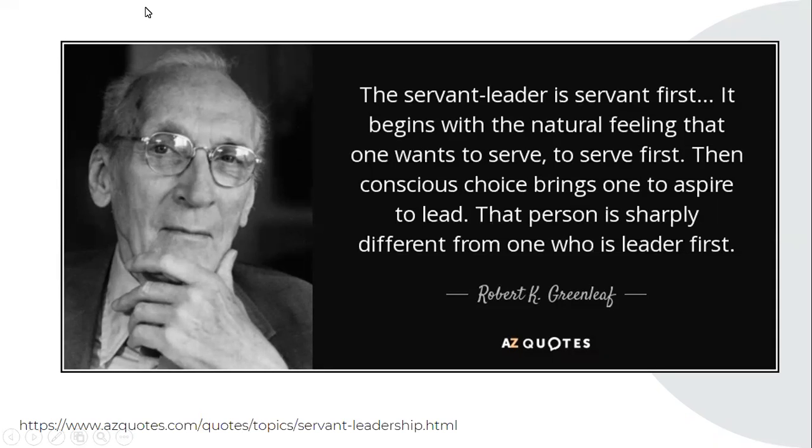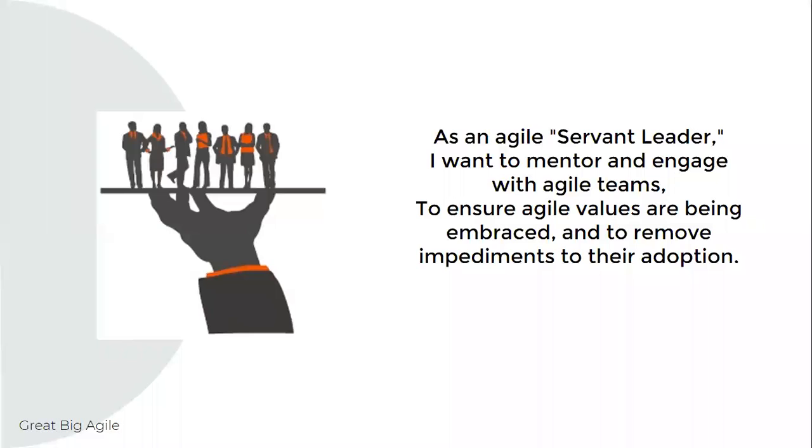And it doesn't help anyone to have agile values that don't meet the needs of the employees, of everyone. The servant leader's role is to mentor and guide them as to what the agile values are. So here in a basic user story format: as a servant leader, I want to mentor and engage with agile teams to ensure agile values are being embraced and to remove impediments to their adoption. The key component there is to ensure agile values are being embraced. So the best way to do that is to create them as a team to move forward and progress.